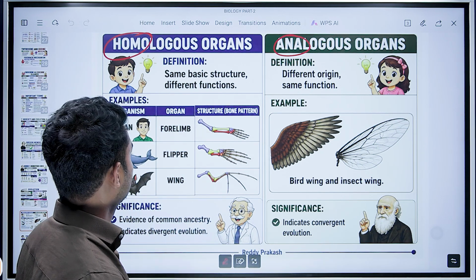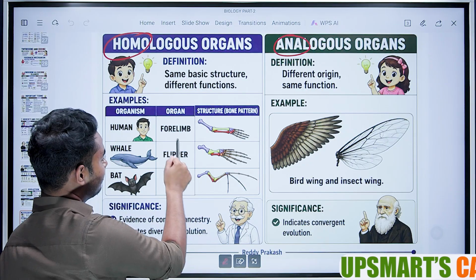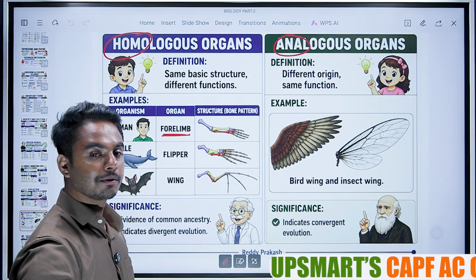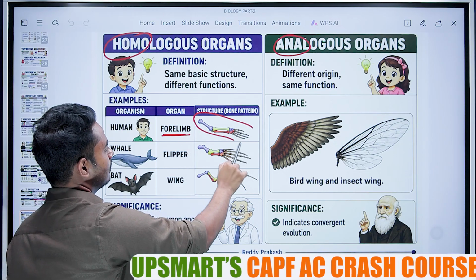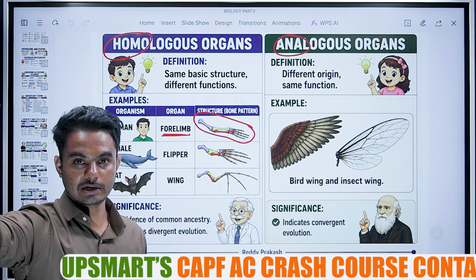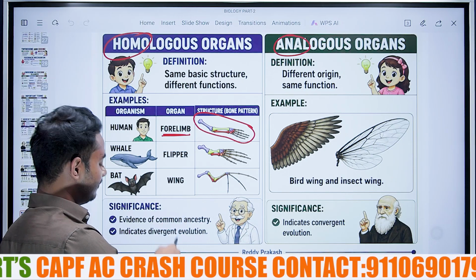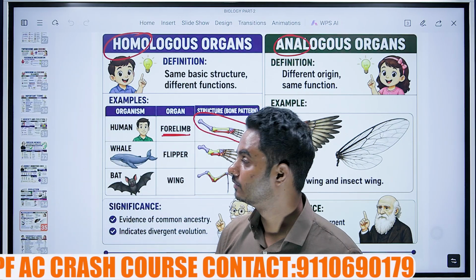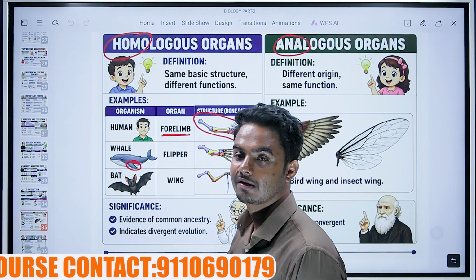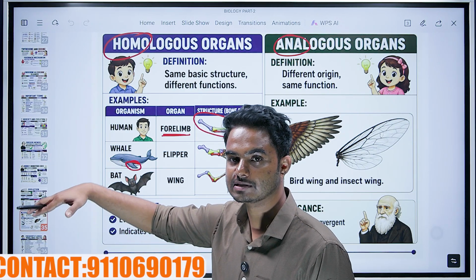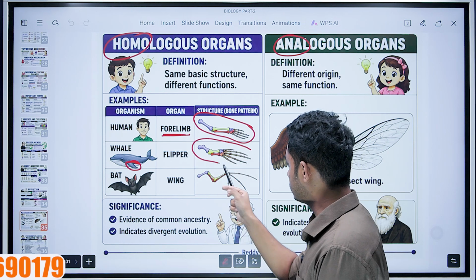I'll tell you what. See, you have seen the forelimb of ours, right? Forelimb means our hand. Okay, this is forelimb. This is our hand. You have seen us, right? This is our forelimb. Fine. You have seen the flipper of a whale. This is a whale. And these are the flippers. You have seen the flipper of a whale, right? The bones of the whale's flipper also will be similar.